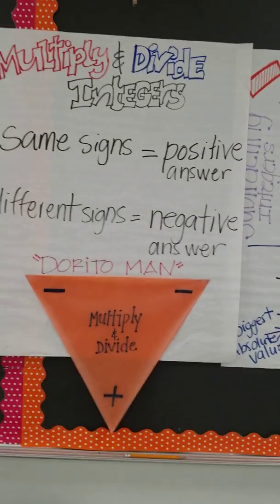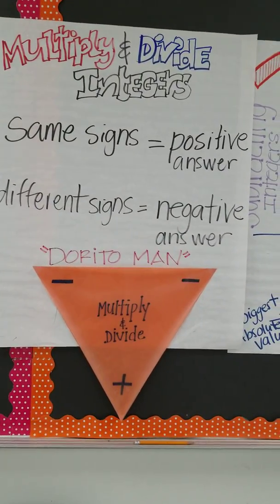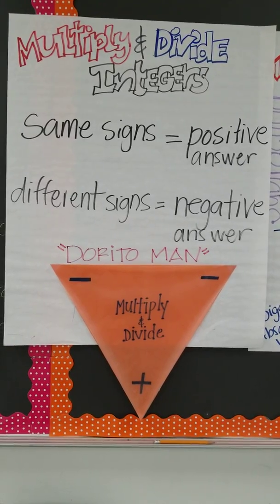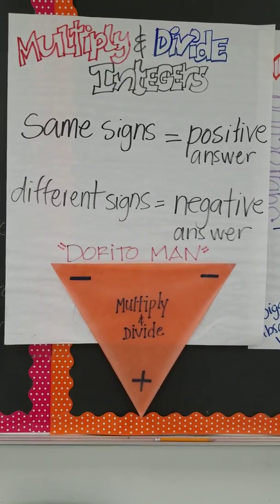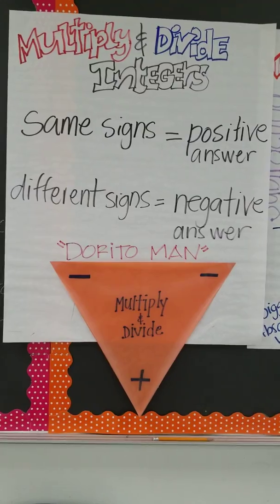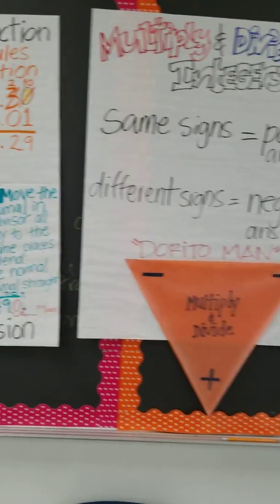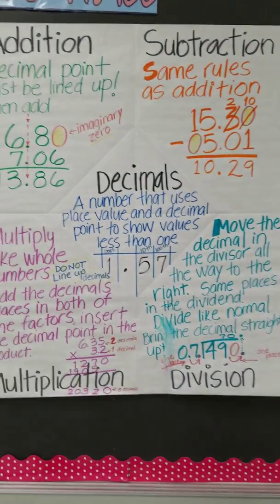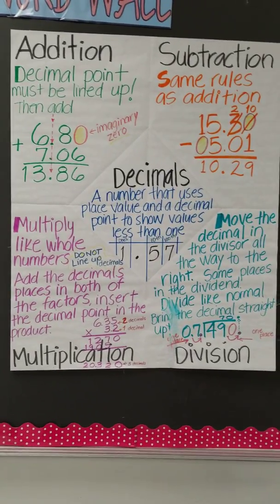When you multiply or divide integers, it's really easy. Same sign, your answer is going to be positive. Different signs, your answer is going to be negative. We remember that by using the Dorito Man. Then on this one, we have four operations of decimals.